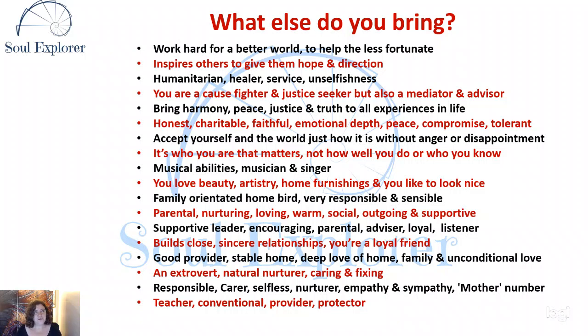Anyway, I'm digressing. You bring harmony, you bring peace, justice, truth. You're the kind of mum figure where you go home in the evening and the house is warm and you can smell dinner and everyone's happy and comfortable and you all sit down together as a comfortable family. The secure home family unit where everyone is nurtured is very much the expression vibration of the 6.